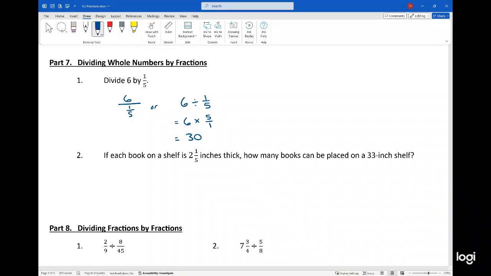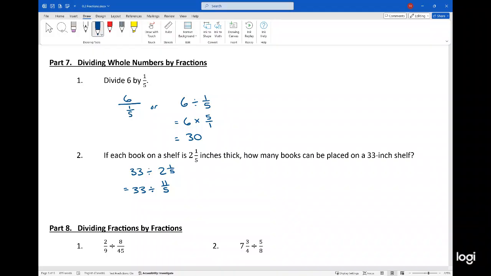All right, question 2. If each book on a shelf is 2 1/5 inches thick, how many books would fit in a 33-inch shelf? So we have to take the 33-inch shelf and divide it by 2 1/5 inches. And that will tell us how many books we have. And as we looked at earlier, working with mixed fractions is just a pain. So what we're going to do is change this to 33 divided by 2 1/5, which is 5 times 2 is 10 plus 1 is 11/5.